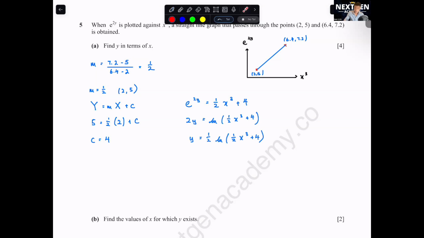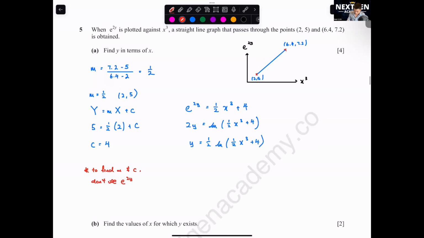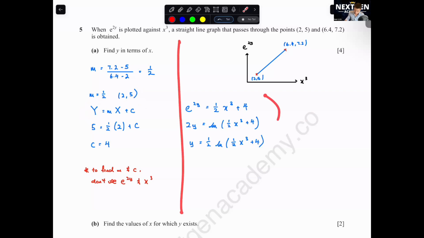Common mistake, just what I mentioned. Don't use e^2y and x cubed, or whatever your small x and small y, to find m and c. You just put into y equals mx plus c first. Then later on, when they ask you to write the official one, only then you put the e^2y and x cubed.